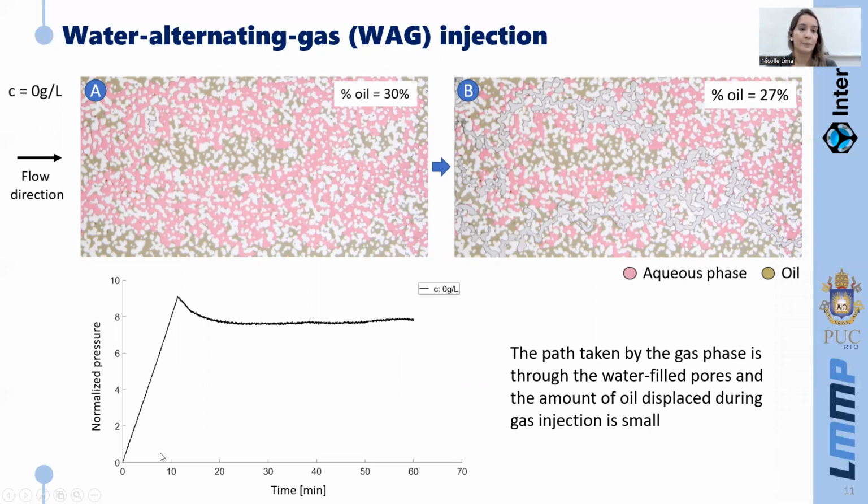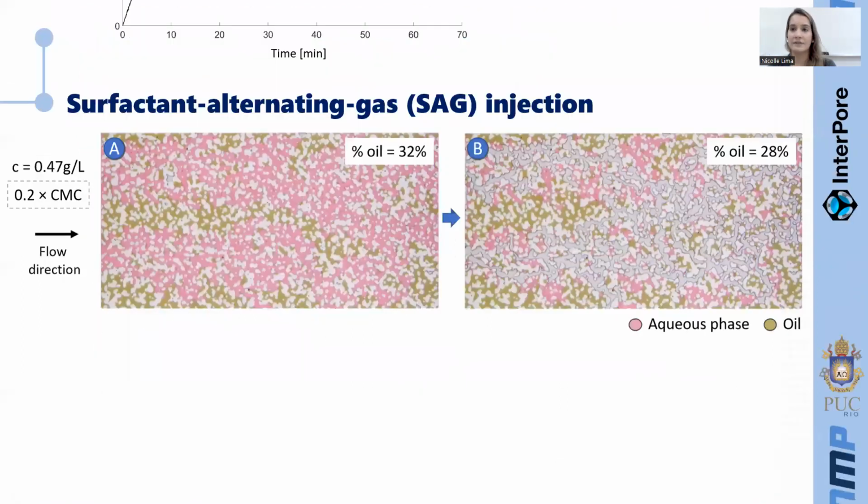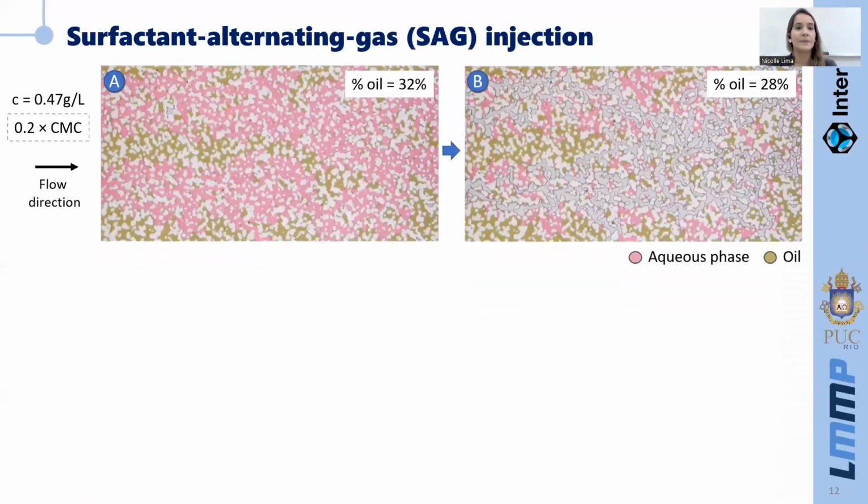Comparing the pressure behavior, we can see that the pressure increases, reaches a maximum around 10 minutes, then decreases, reaching this plateau. Now we are going to add surfactant to the aqueous phase. Here we are below the CMC. We have 0.2 times the CMC.